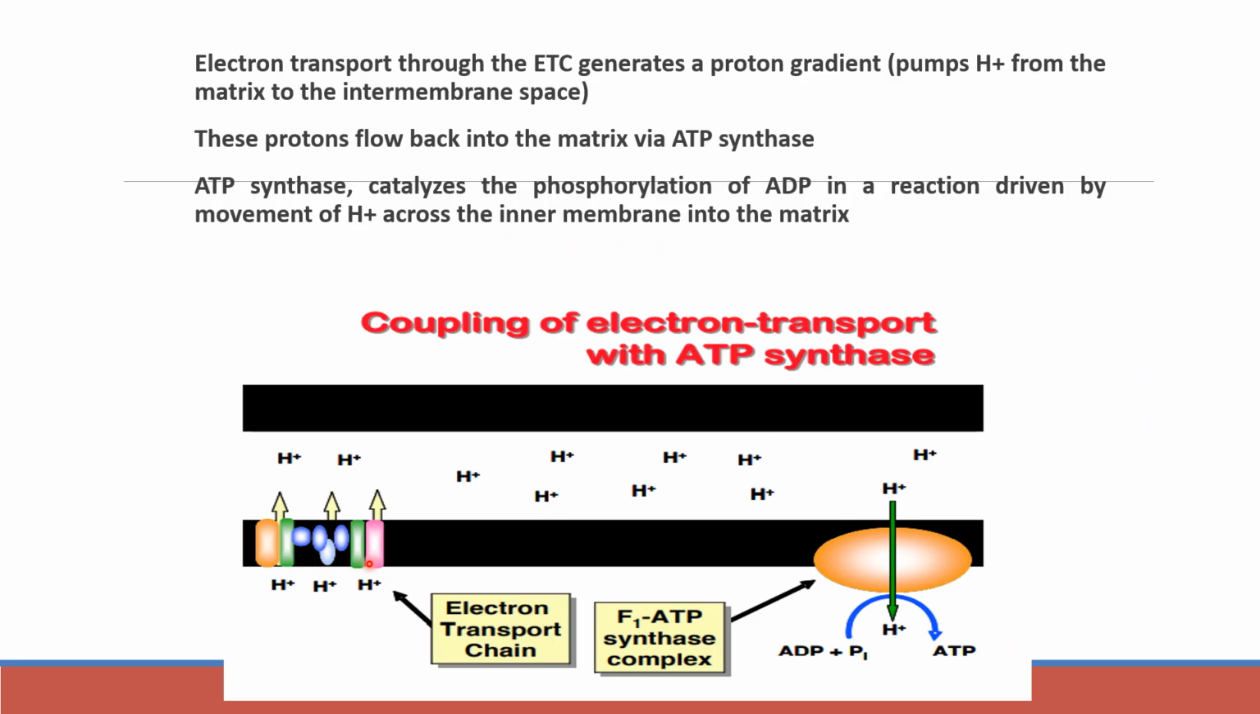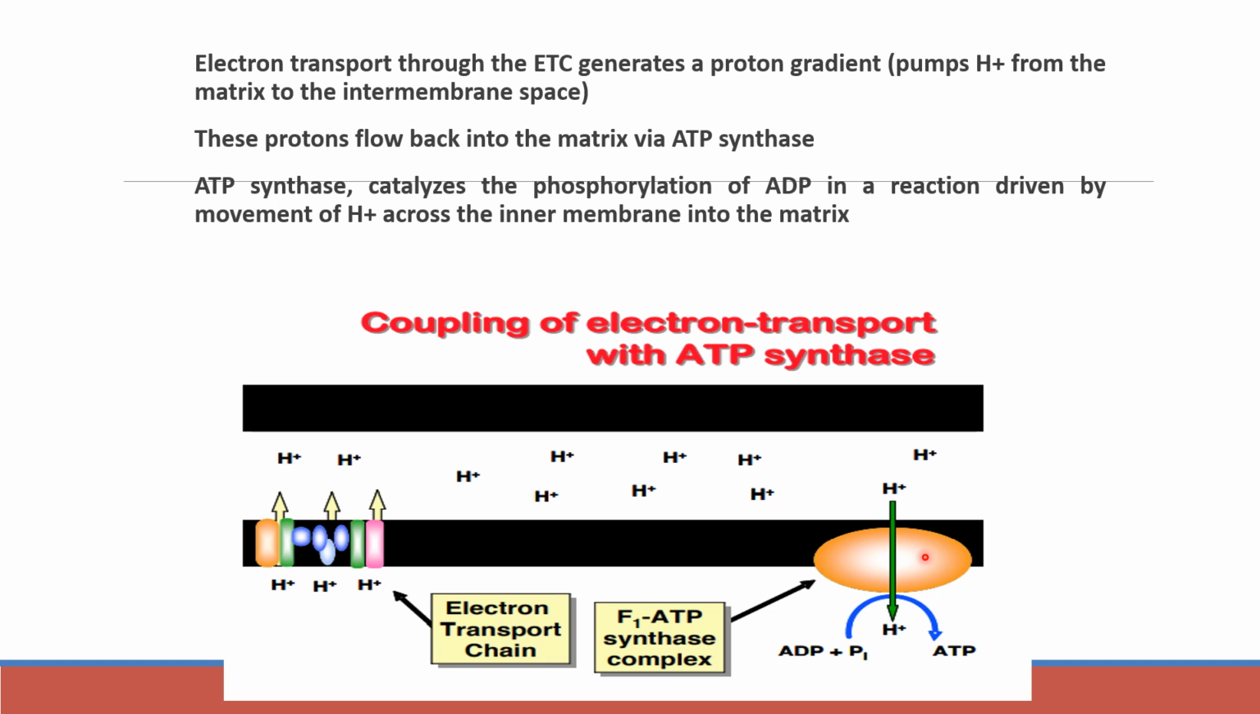As the electrons are transferred through the electron transport chain of the inner membrane of mitochondria, protons are accumulated. They are pumped into the intermembrane space from the matrix. So here they are accumulated, and these cannot flow back into the matrix. They require the help of ATP synthase to do so.